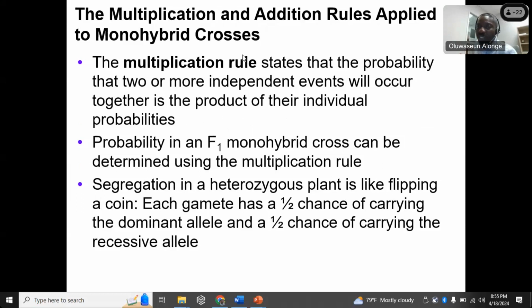So the multiplication rule states that the probability that two or more independent events will occur together is the product of their individual probabilities. I'll talk about that. Probability in an F1 hybrid monohybrid cross can be determined using the multiplication rule. Segregation in the heterozygous plant is like flipping a coin. Now, each gamete has a half chance of carrying the dominant allele. So like this, if I flip a coin, there's a half chance that it can be the head or it can be the tail. So that probability becomes half. But I'm going to explain that in a bit.